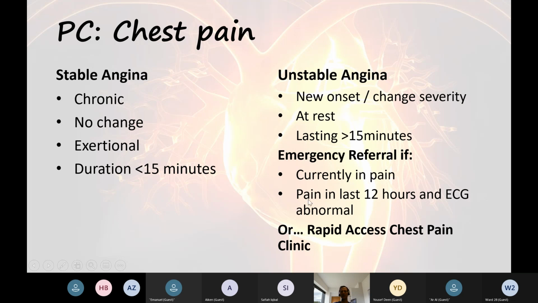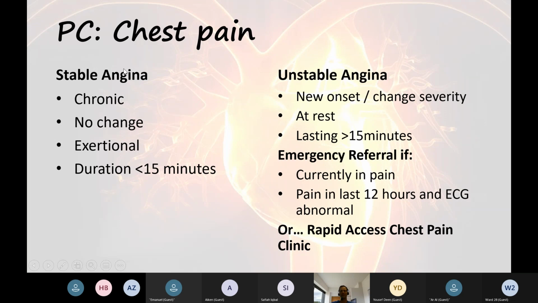So currently in pain, or pain in the last 12 hours and an abnormal ECG, would buy you an immediate referral to hospital. If it's unstable angina because it's new onset, but it hasn't happened in the last 12 hours and the ECG is okay, they can be sent along to the rapid access chest pain clinic, and they'll be seen within a couple of weeks. The vast majority of patients that they see don't turn out to have ischemic heart disease. But about 50% need further investigations, and about 2% need admission, and those are the ones that perhaps shouldn't have been sent to rapid access in the first place. They perhaps should have been admitted, although clearly the clinic is there to fish those out, because there's always an element of uncertainty until you've got the answer.